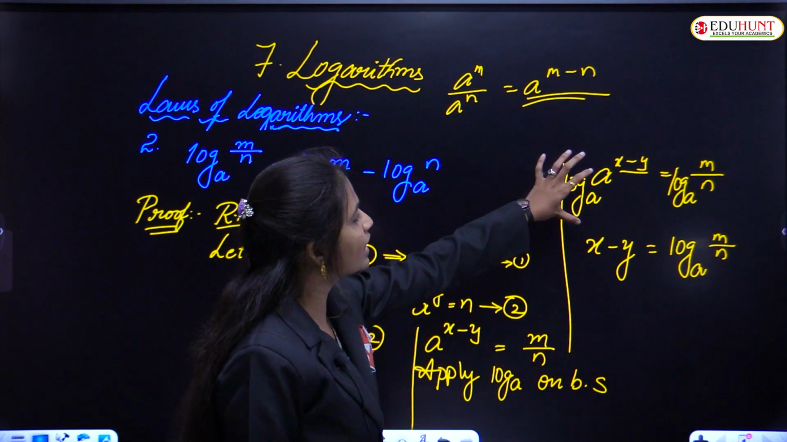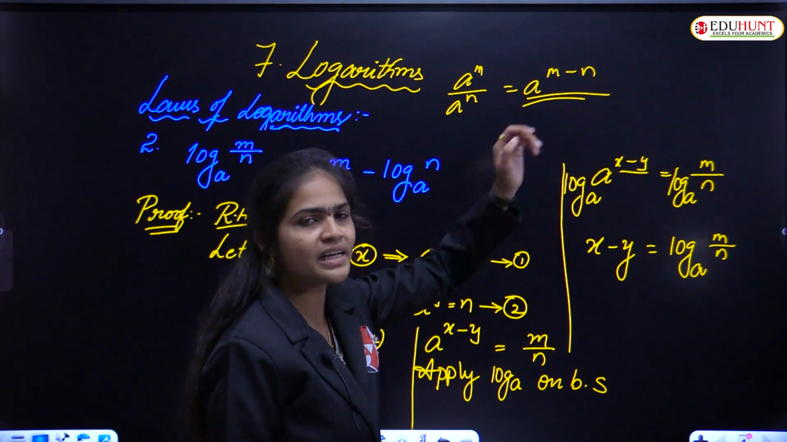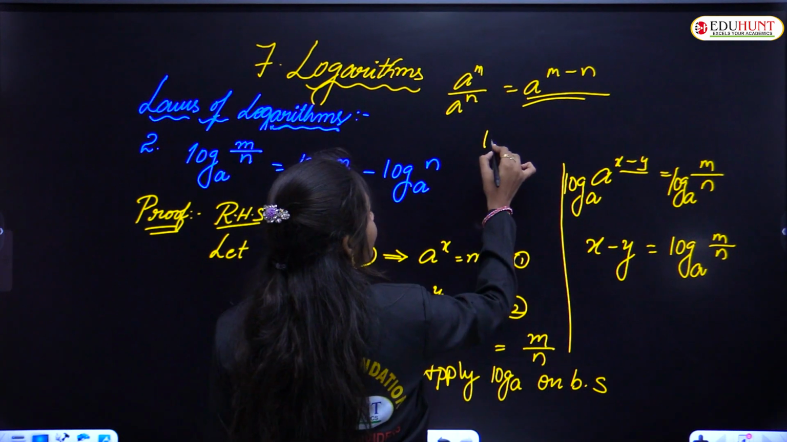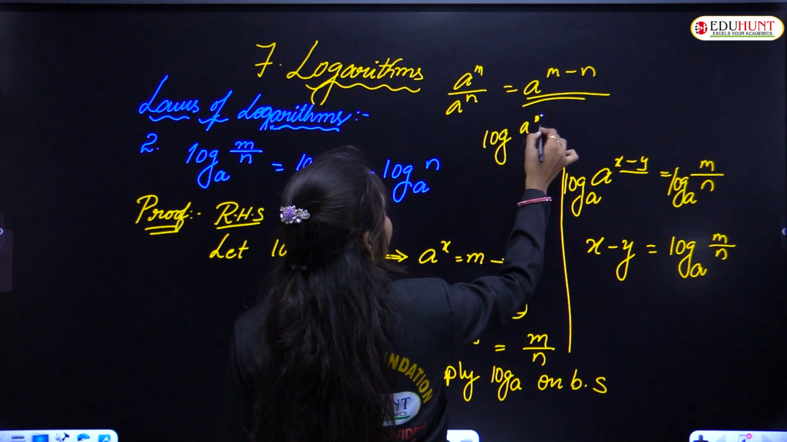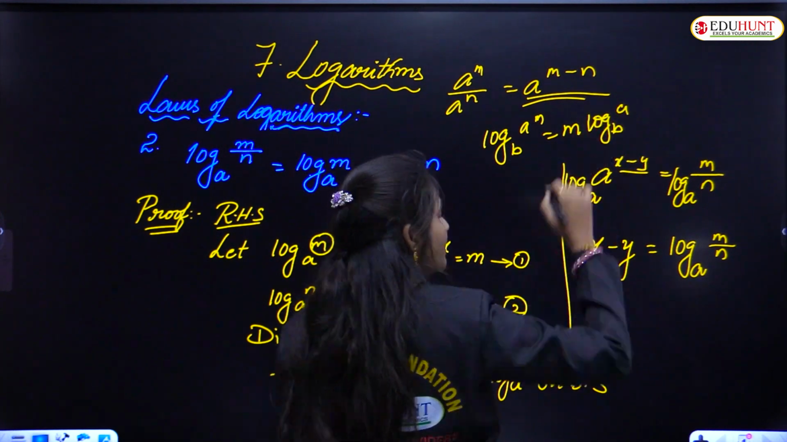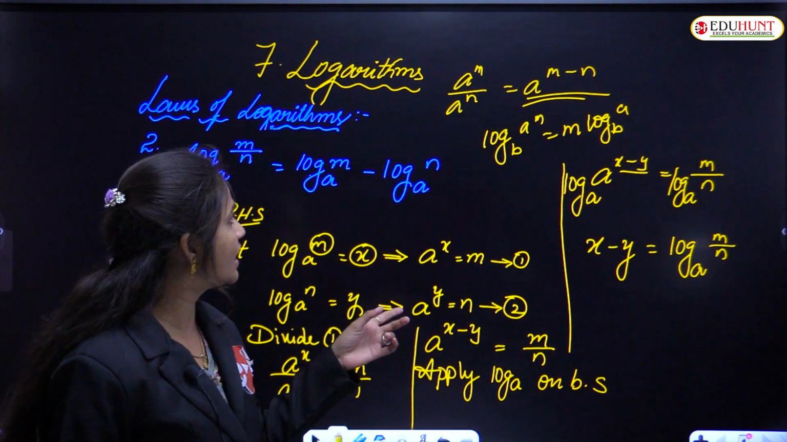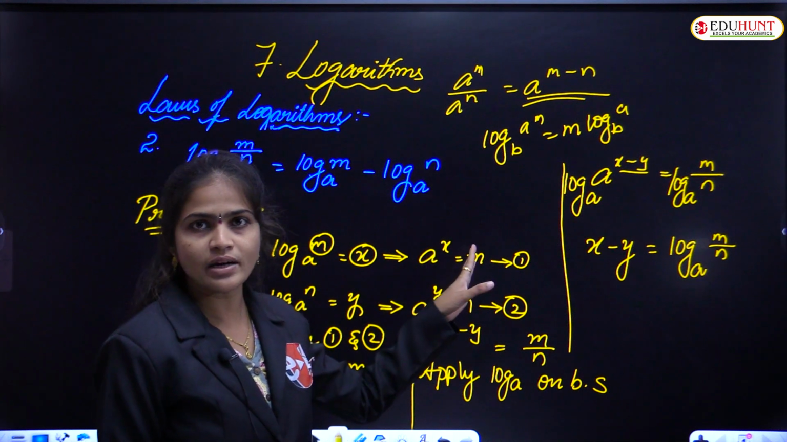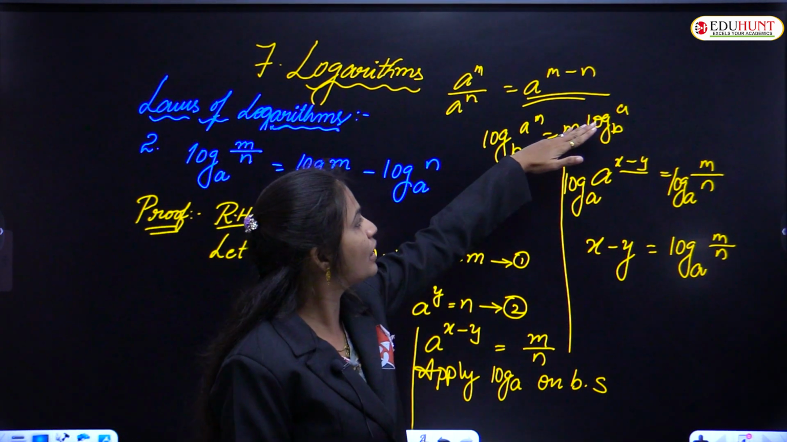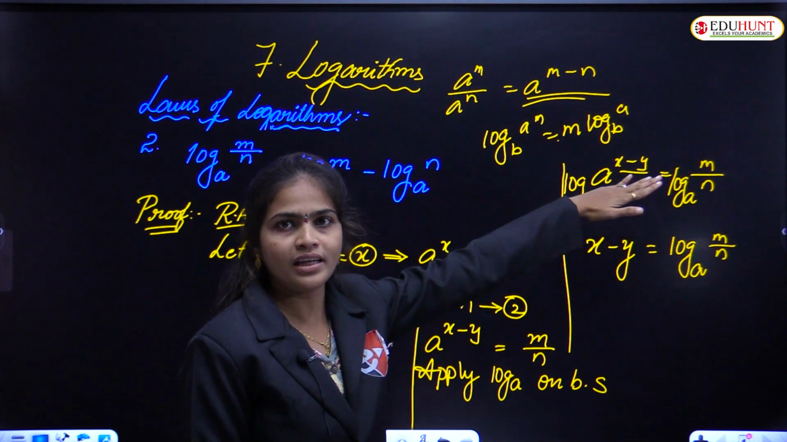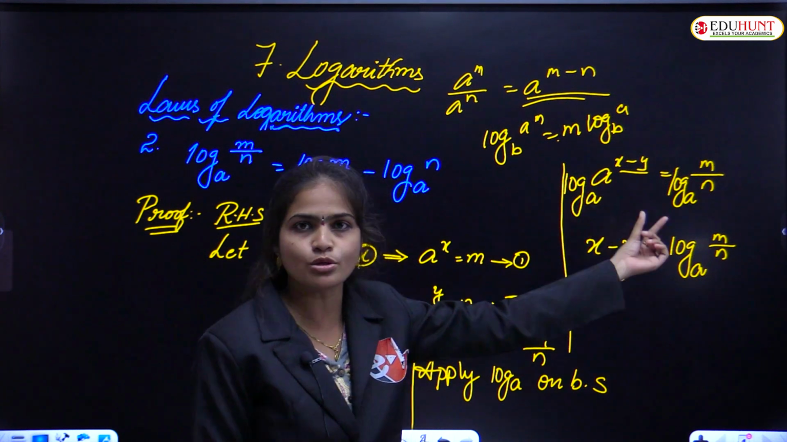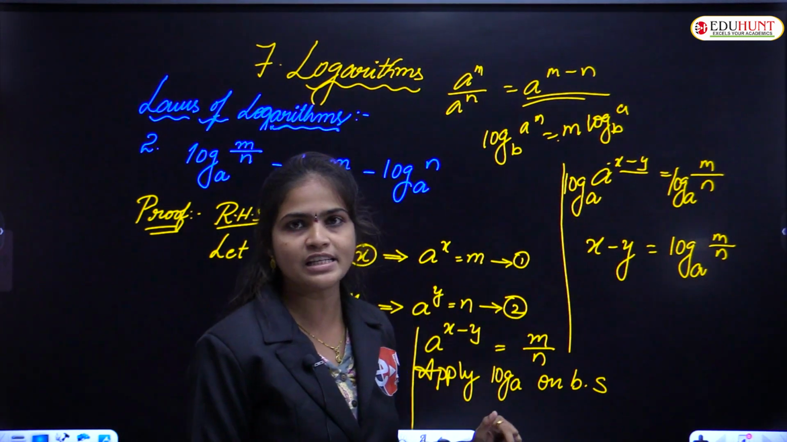Actually children, here log a base a we are saying is 1, that's why I am writing x minus y. Here we have to use another law: log a power m to the base b is equal to m log a to the base b. In the first video I told you that, right? After completing this one I'll tell you the proof also. Actually we have to apply this condition here. So log a to the base a is equal to 1, and that's why we directly take x minus y.